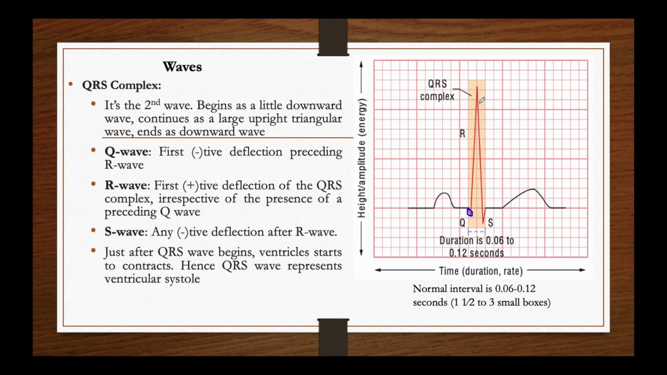And after the R wave, we have the S wave, which is any negative deflection after the R wave. So this is going to be our S wave over here. And the duration, as I said, is between 0.06 to 0.12 seconds. So basically, we may have about 1.5 to about 3 small boxes.